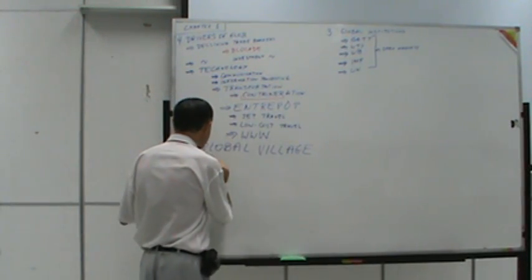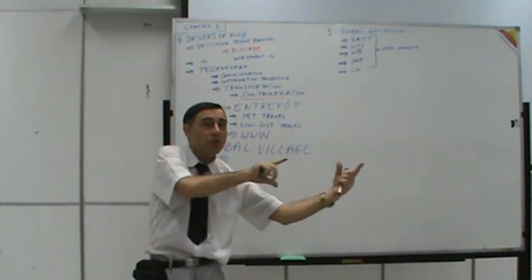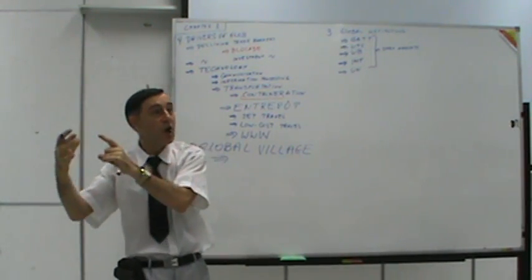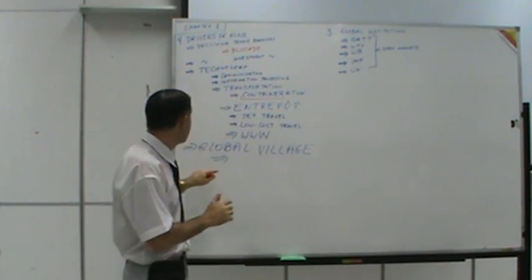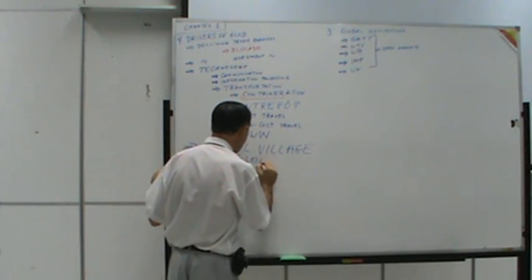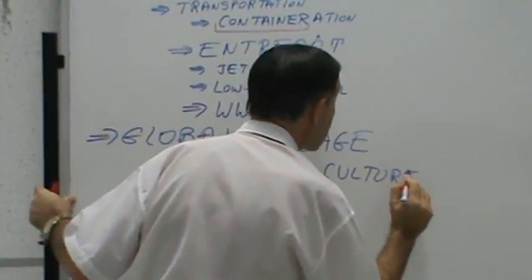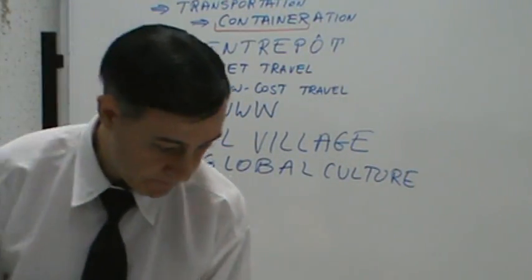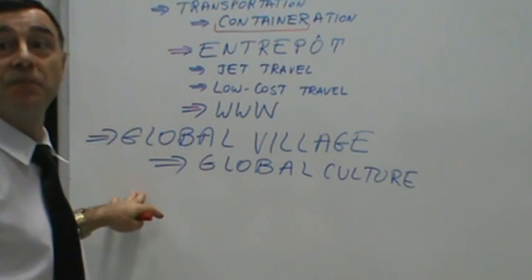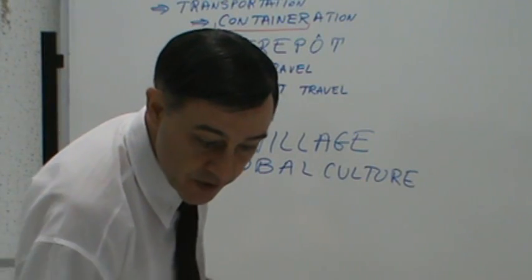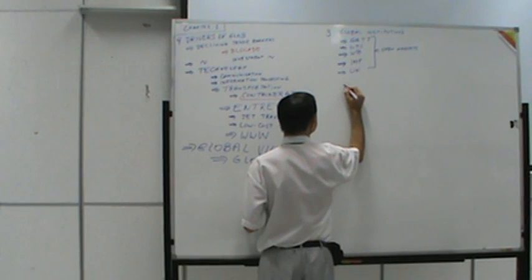And globalization is actually a two-way process. Globalization creates a global culture, and global culture drives globalization. I discussed a little bit global culture. All right, and this completes section 4. Now we're moving to page 17, section 5, demographics.